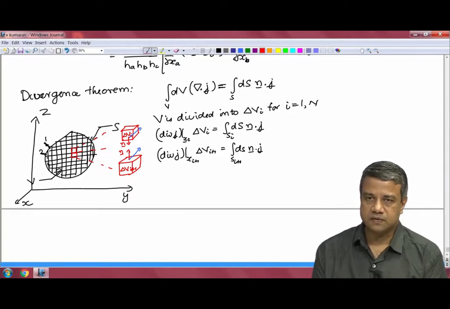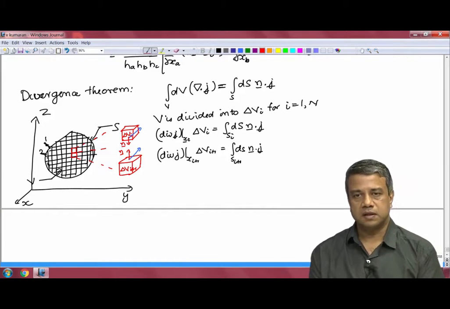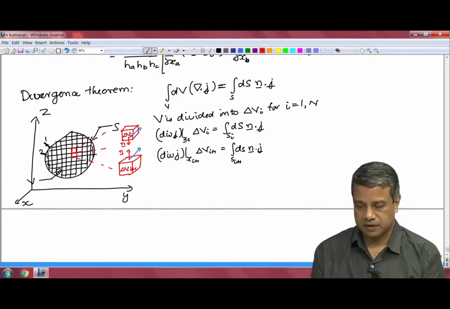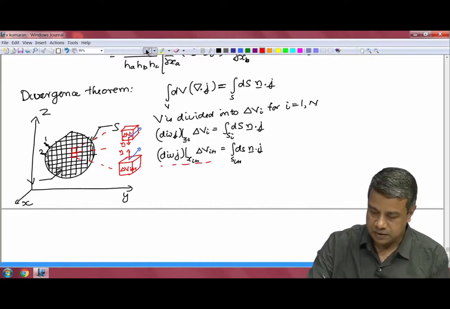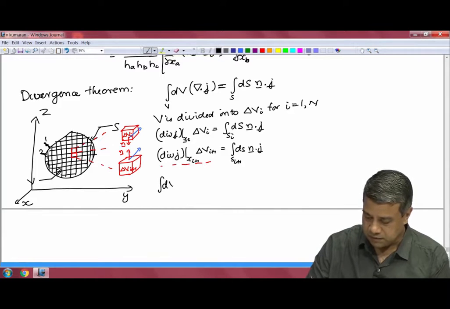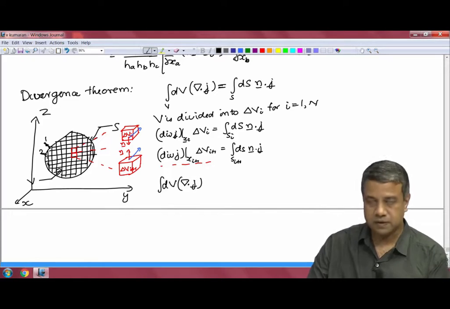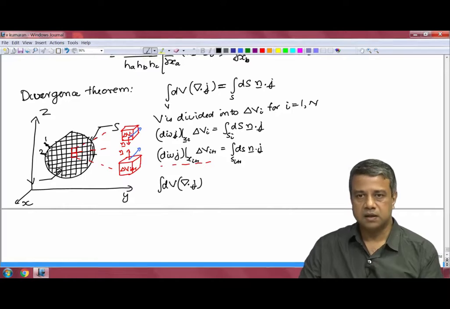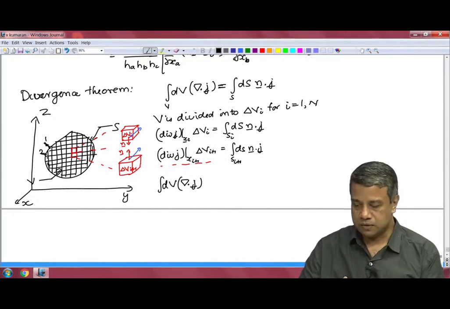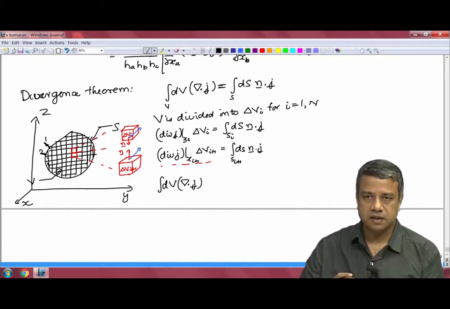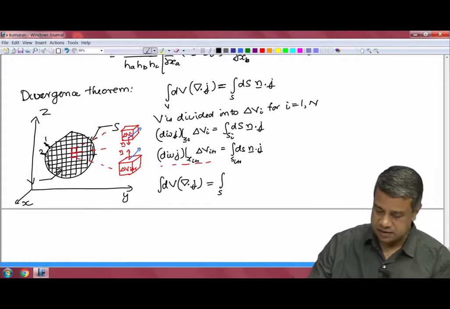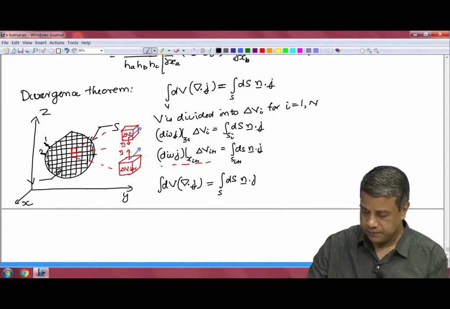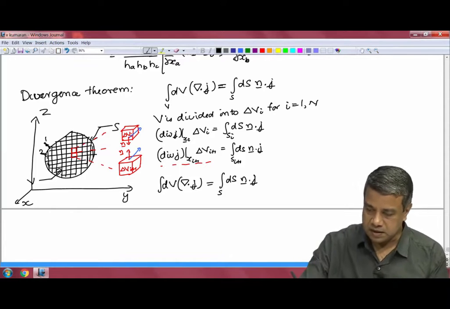And this sums to 0 for all volumes that are internal, that separate two differential volumes within this volume V. If I sum the left hand side over all volumes, what I will get is the integral dV of the divergence of J over this entire volume V. On the right side, the contribution to n dot J over all internal surfaces sums to 0, and the only thing that I get on the right hand side is the integral over the external surface S of n dot J. And that is the integral relation for the divergence.